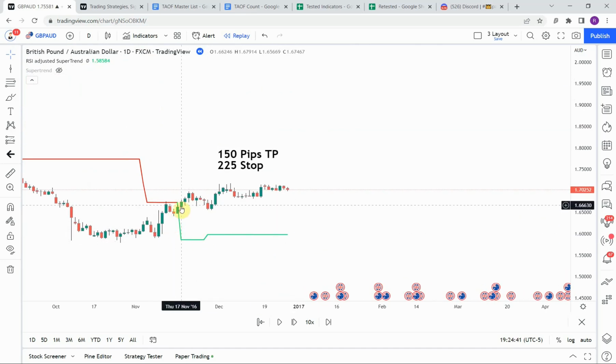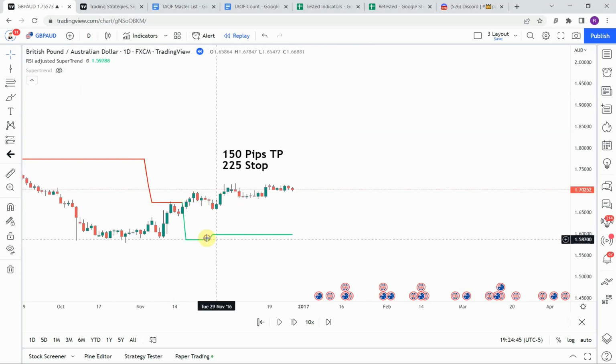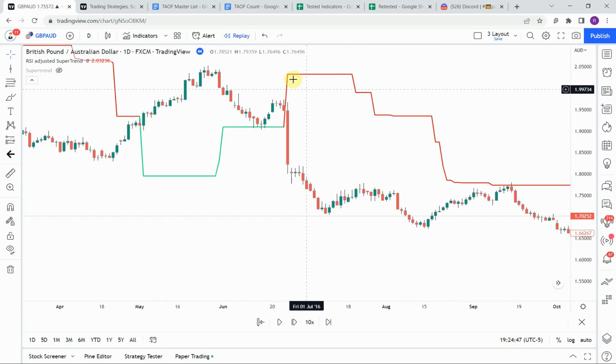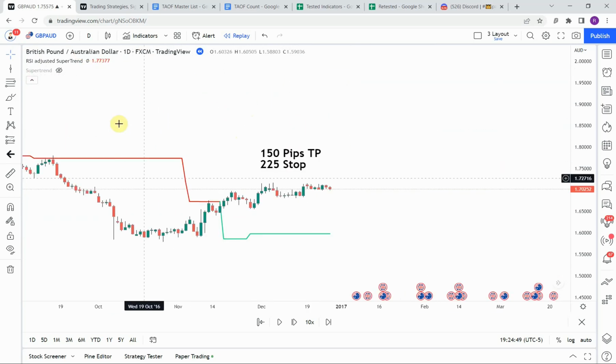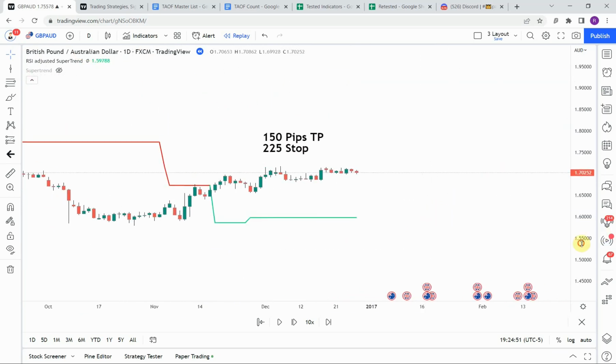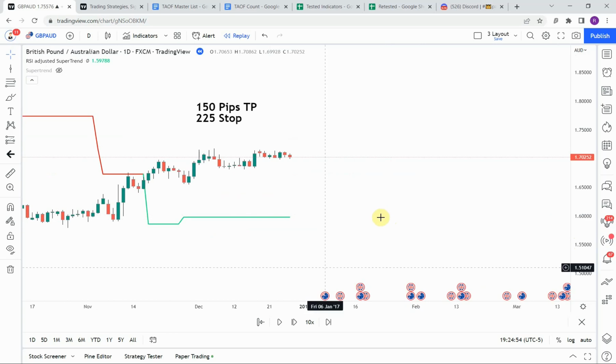So as it jumps below price action and goes green, we will go long. When it jumps above price action and goes red, we will go short. So let's go ahead and get on with the testing and see what we can get out of it.